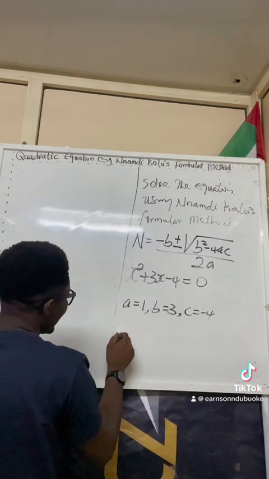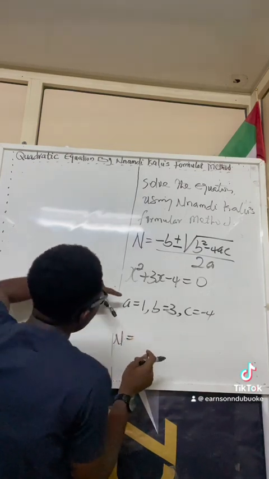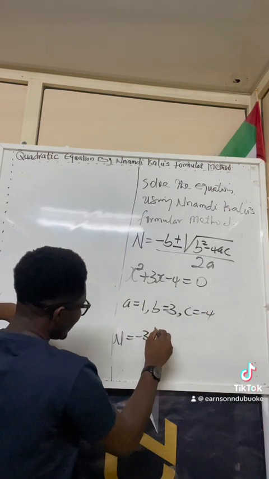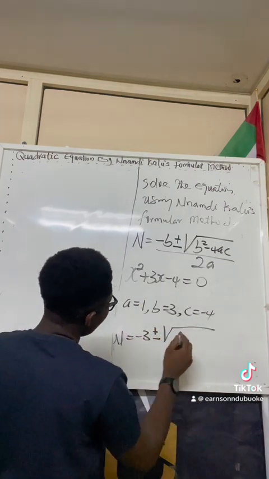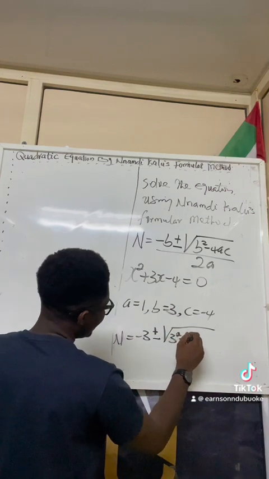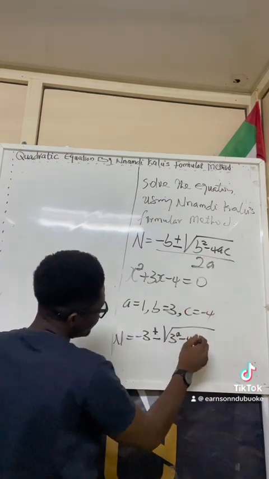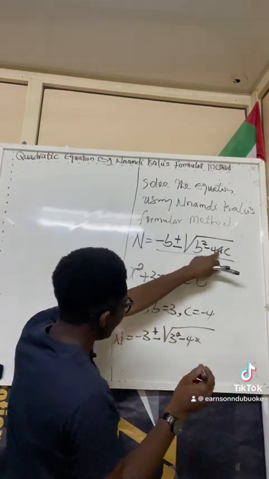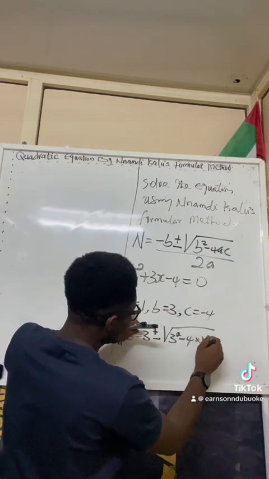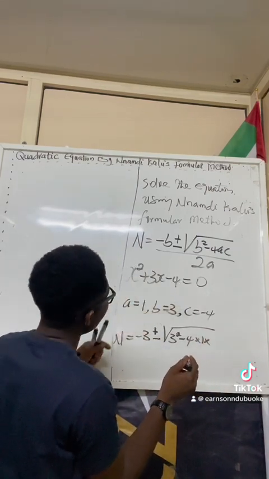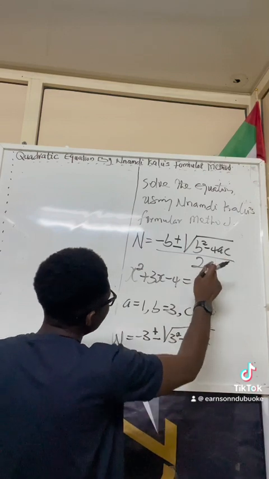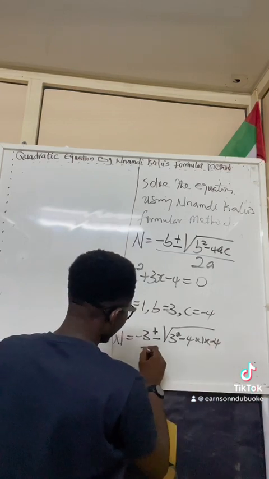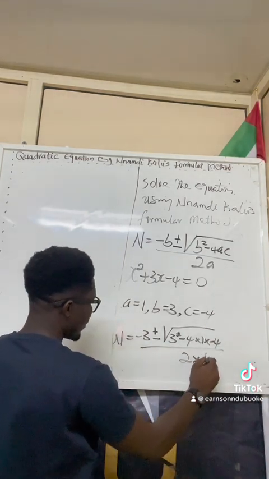So here we have n, which is Nnamdi Kalu, as equal to minus b, and the value of b here is 3, so minus 3, plus or minus the square root of b squared, which is 3 squared, minus 4 times a, where the value of a is equal to 1, and also the value of c is equal to minus 4, all divided by 2 times 1.